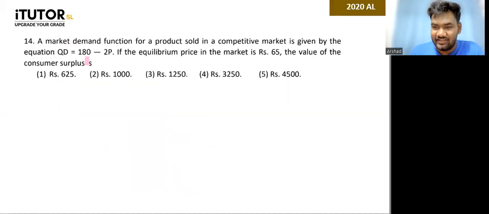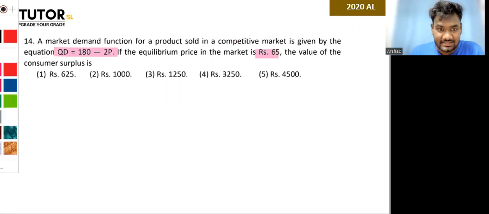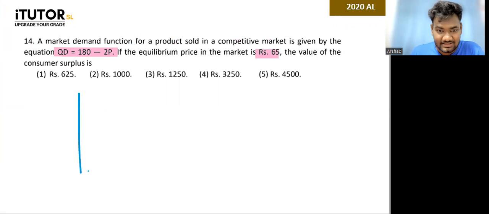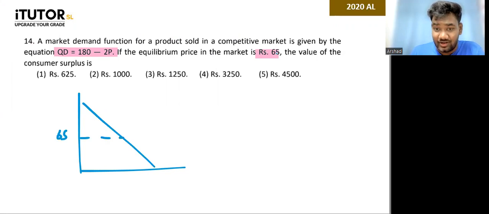Okay, easy one, guys. Can you all give me an answer? The market demand function is given, equilibrium price is given. So they're asking you for consumer surplus. So how much is the consumer surplus? So demand function is given, equilibrium price is 65. So substitute the 65. Can you give me the equilibrium quantity? How much is the quantity, guys? 2 into 65 is 130. Equilibrium quantity is 50.